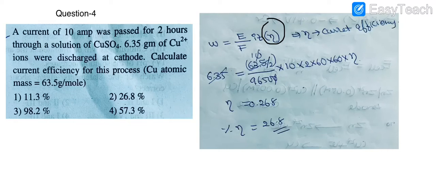So the given weight is 6.35 gram, we know the equivalent weight is 63.5 by 2, and the Faraday constant is given, 10 ampere current, 2 hours, that is 2 into 60 into 60, and eta. From that we get 0.268, and in terms of percent, you will get 26.8.